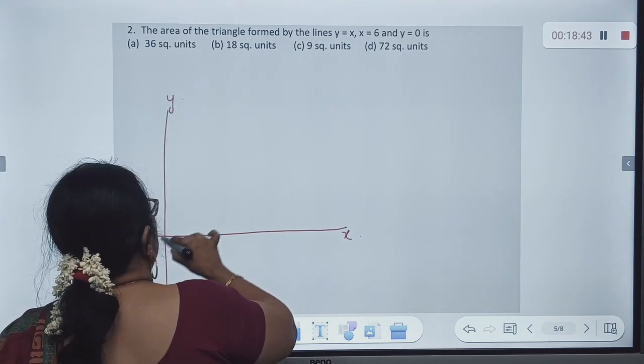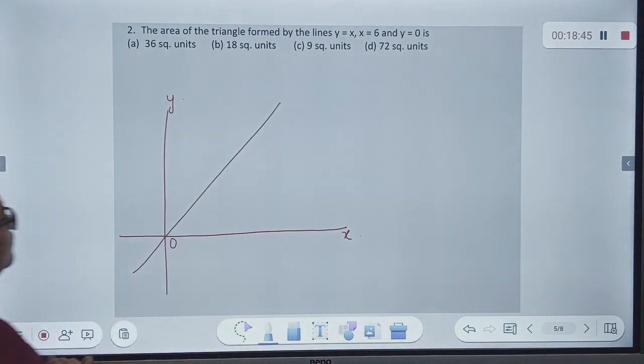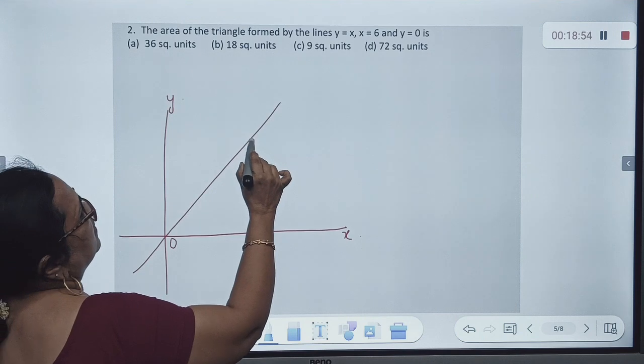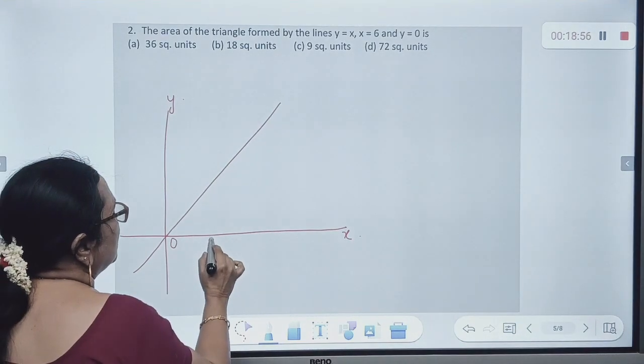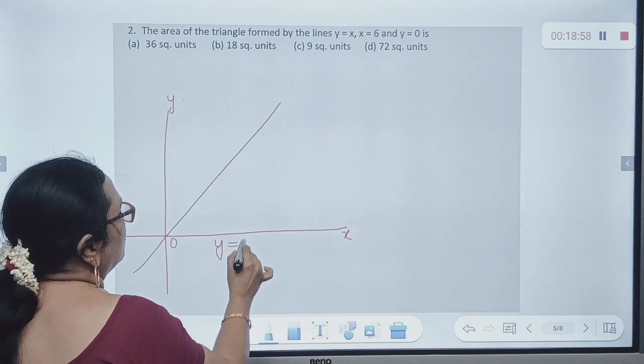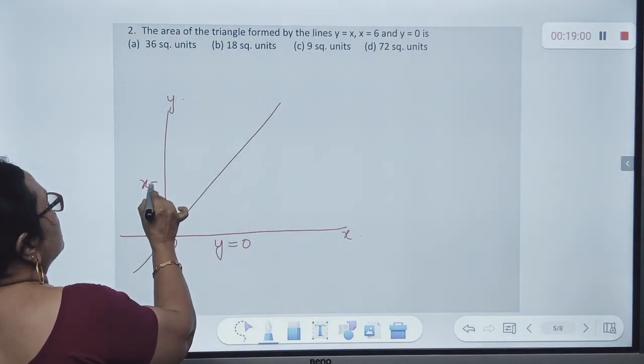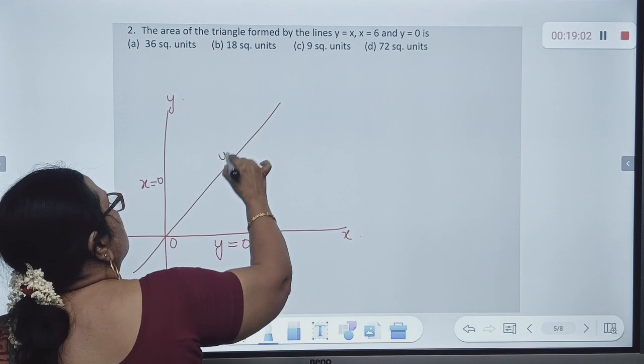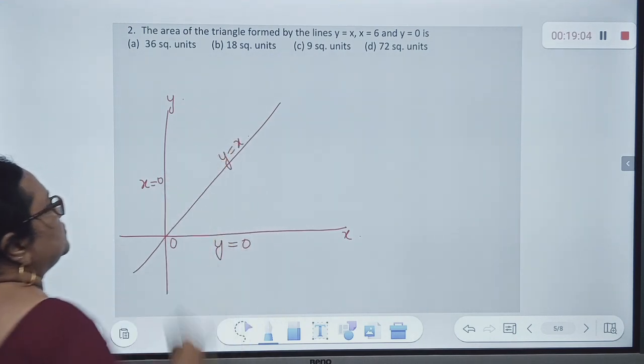So y equal to x is this line. Y equal to x means it will pass through (1, 1), (2, 2), (3, 3), etc. This is y equal to x. And y equal to 0 is the x-axis. This is y equal to 0. This is x equal to 0. This is y equal to x.